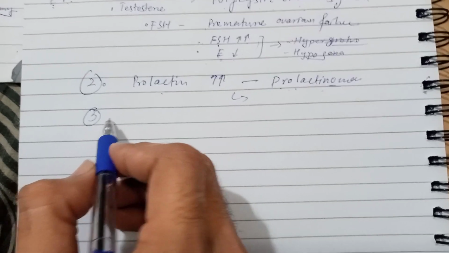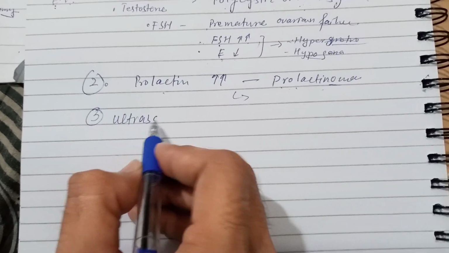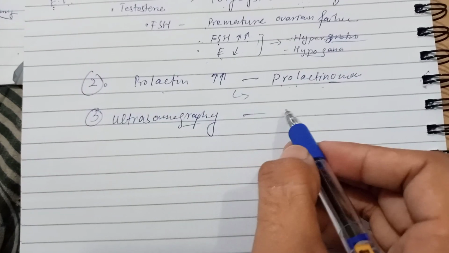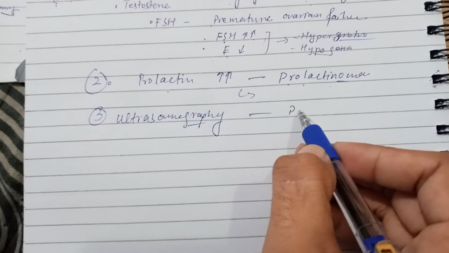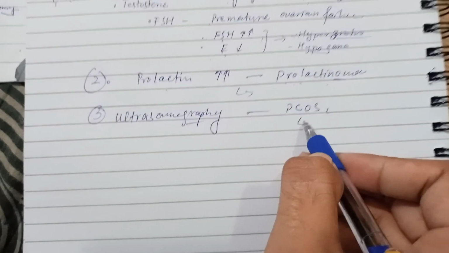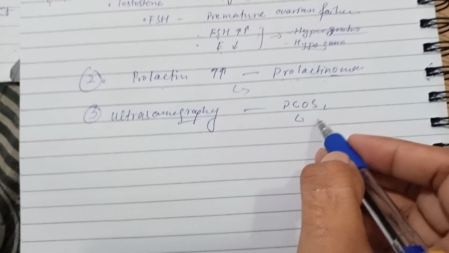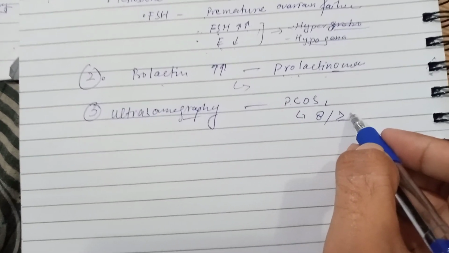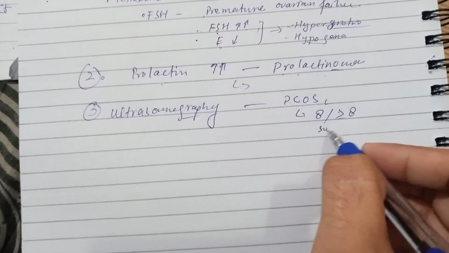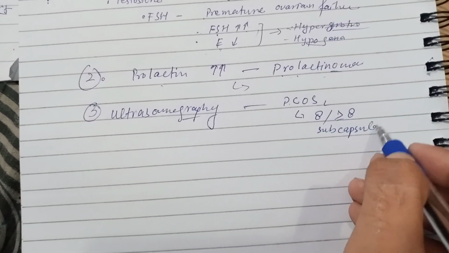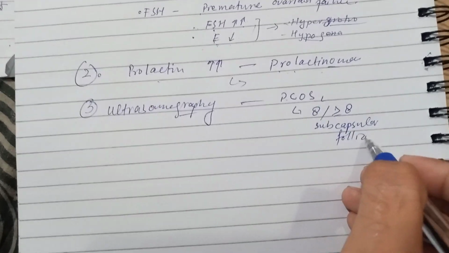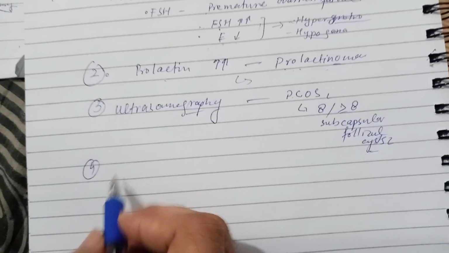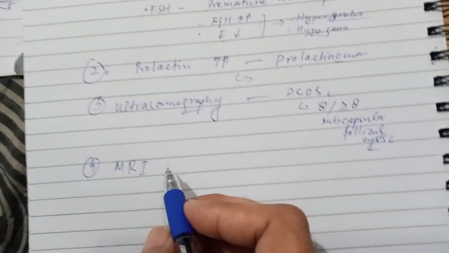Third one is ultrasonography. In ultrasonography, in case of polycystic ovarian syndrome, we see that 8 or more subcapsular follicular cysts are present.